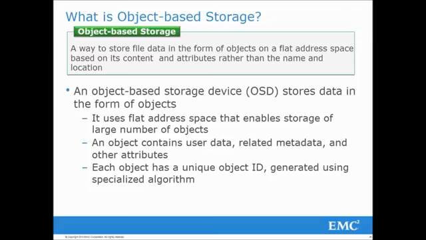OSD uses a flat address space to store data in the form of objects. Therefore, there is no hierarchy of directories and files. As a result, a large number of objects can be stored in an OSD system. An object might contain data, related metadata such as size, date, ownership, etc., and other attributes of data such as retention and access pattern. Each object stored in the system is identified by a unique ID called the object ID. The object ID is generated using specialized algorithms such as hash function on the data and guarantees that every object is uniquely identified.